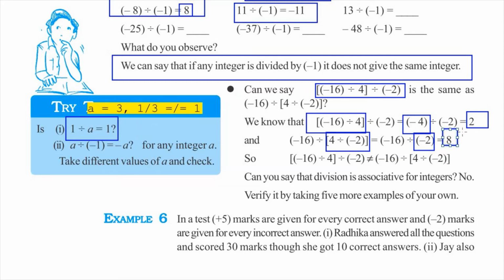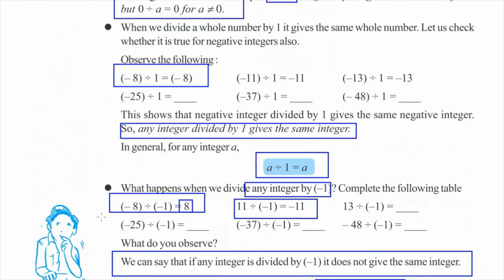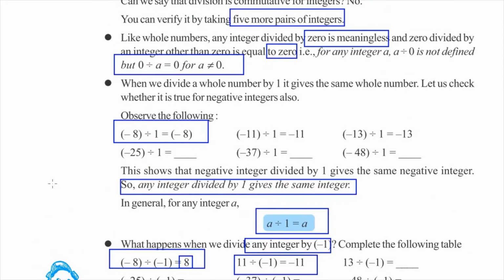So 2 is not equal to 8. So right hand side and left hand side are not equal. We can say that division is not associative for integers. So as we can see here, most of the rules, including the commutative and associative rules, do not hold for division of integers.